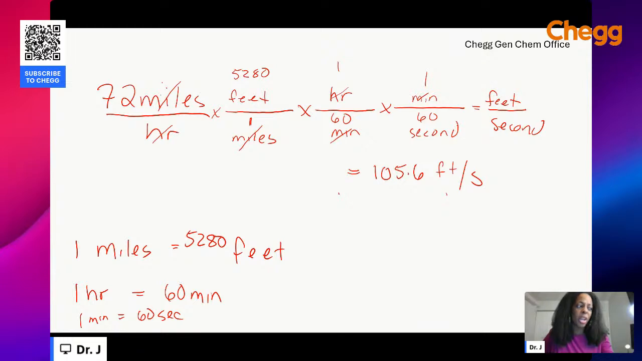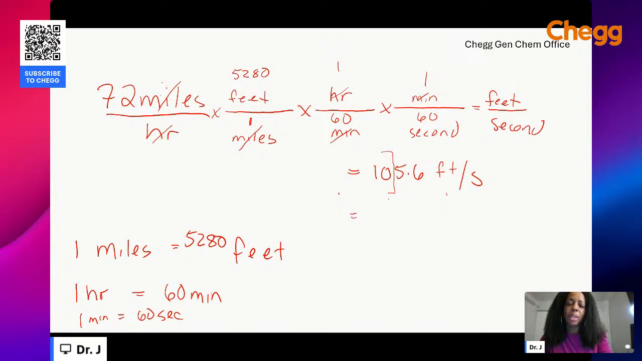And for those that were here last week, we talked a little about sig figs. Right now, this would technically not have the appropriate number of sig figs based off of what we started with. We started with 72, which means there's only 2 sig figs shown. And so we would need to show this answer showing only 2 sig figs as well. And so that means we would have to stop here. So we would round up.